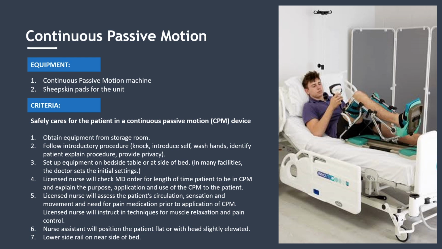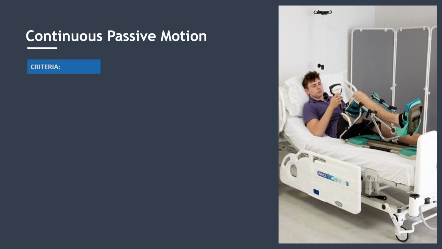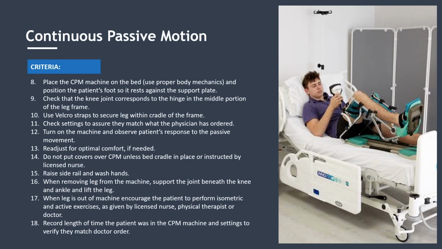The nurse assistant will position the patient flat or with head of bed slightly elevated. Lower side rail on near side of bed. Place the CPM on the bed. Use proper body mechanics and position the patient's foot so it rests against the support plate. Check that the knee joint corresponds to the hinge in the middle portion of the leg frame. Use Velcro straps to secure leg within cradle of the frame.